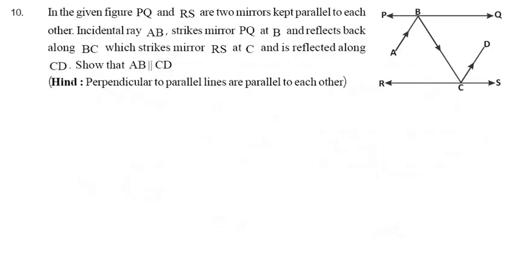In the given figure, PQ and RS are two mirrors kept parallel to each other. Incidentally, ray AB strikes mirror PQ at B and reflects back along BC, which strikes mirror RS at C and is reflected along CD, so that AB is parallel to CD. Let us see how we can do this.